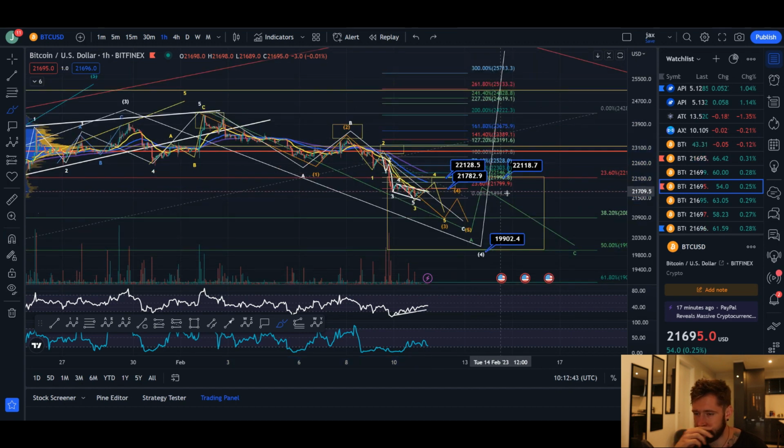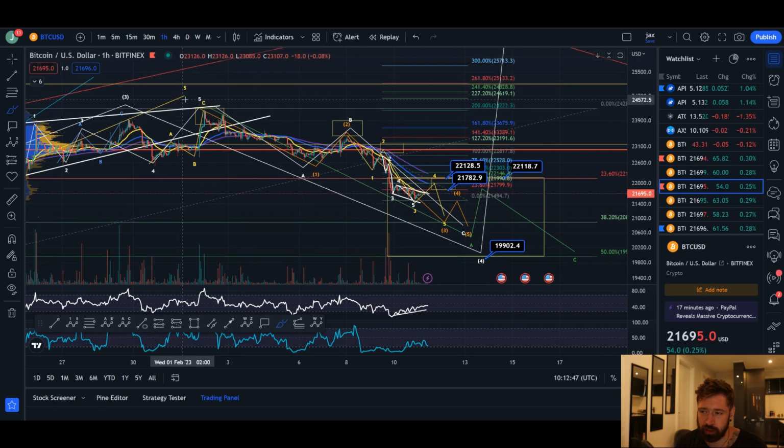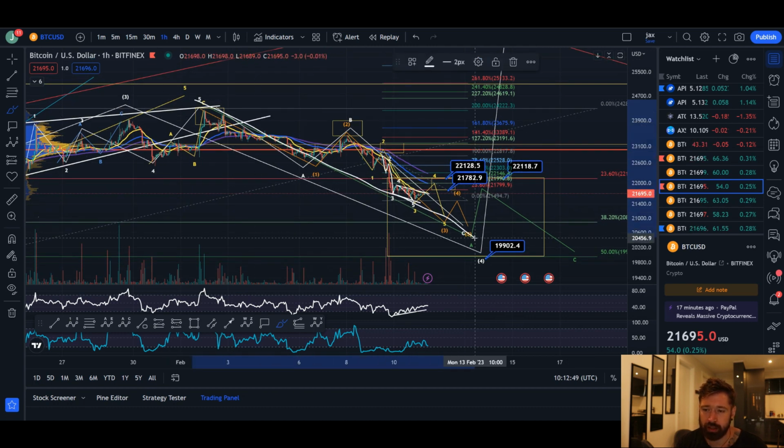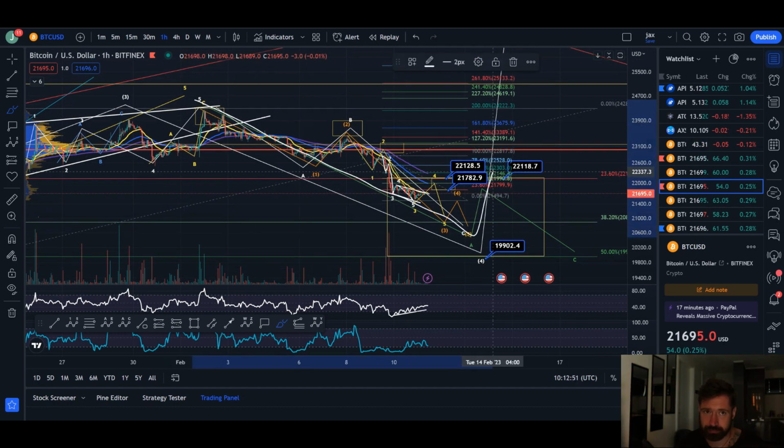What I think Bitcoin is doing, the two scenarios that I think are more likely, is you're just putting in a 5-wave move into an A. Then you're going to put in a wave B.